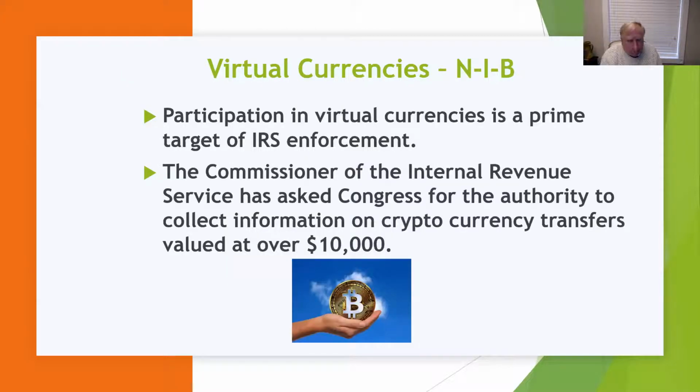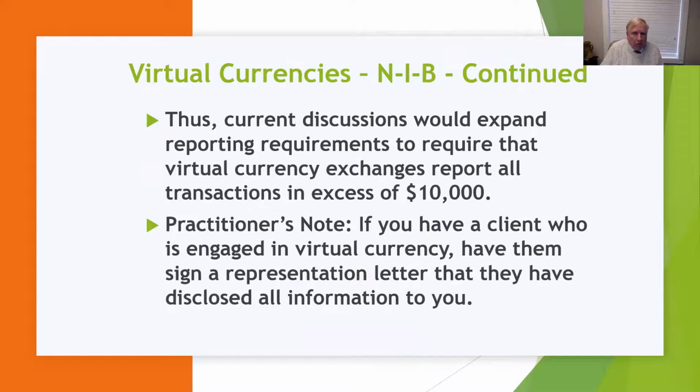Virtual currencies. This is an issue that's radioactive. Participation in virtual currencies is a prime target of IRS enforcement. Now, the Commissioner of the Internal Revenue Service has asked Congress for the authority to collect information on cryptocurrency transfers valued at over $10,000. In the Infrastructure Act that was just passed and signed by the President, new information returns have to be issued now for any cryptocurrency transactions. That is part of that Infrastructure Act. So if a client gets involved in virtual currencies, they're marked. They're very much on a list, and the IRS is very serious about this.